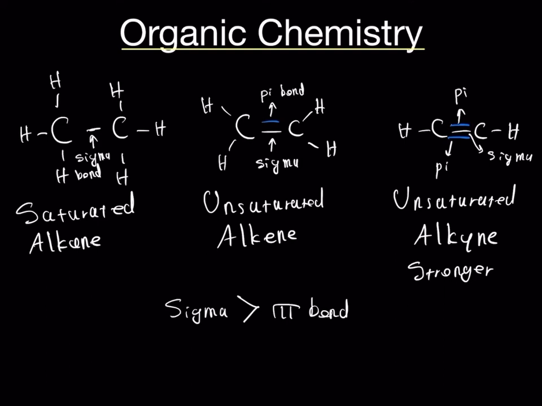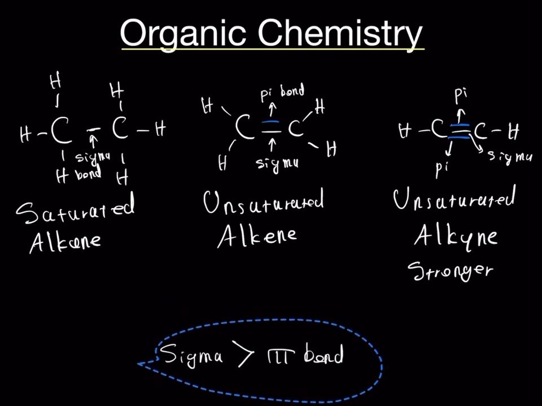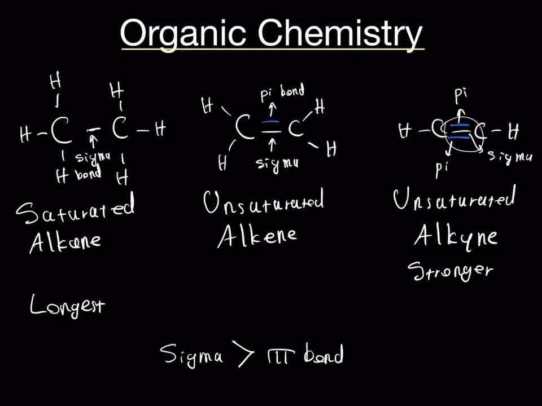Now let's compare something else. Which one of these bonds out of the three is going to be the longest, and which one is going to be the shortest? The answer is going to be that the one on the left, the one that has one sigma bond, is going to be the longest, and the one on the right with three bonds, one sigma bond, two pi bonds, is going to be the shortest.